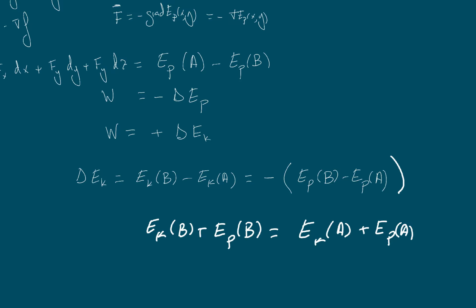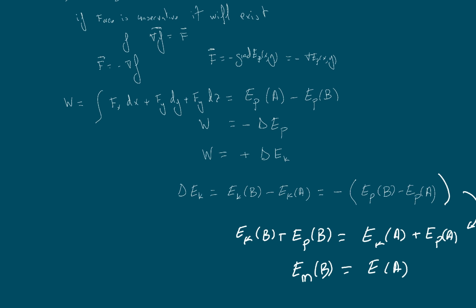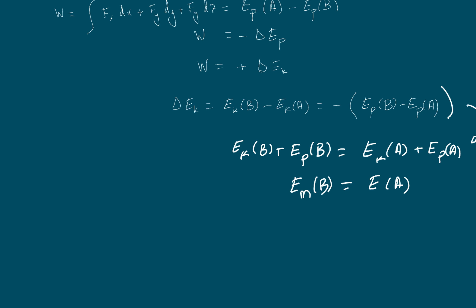From this statement, we can go to this statement. This is called the total energy: the total mechanical energy at the point B is equal to the total mechanical energy, kinetic plus potential, at the point A. So the energy is conserved, and this is the principle of conservation of energy that takes place only when F is conservative. Now let's write a little bit more of the physics involved in line integrals.